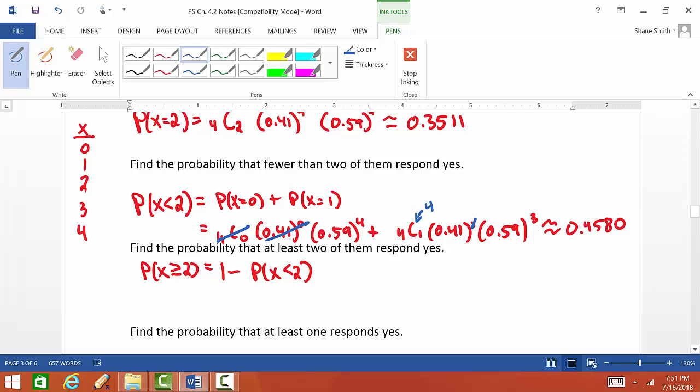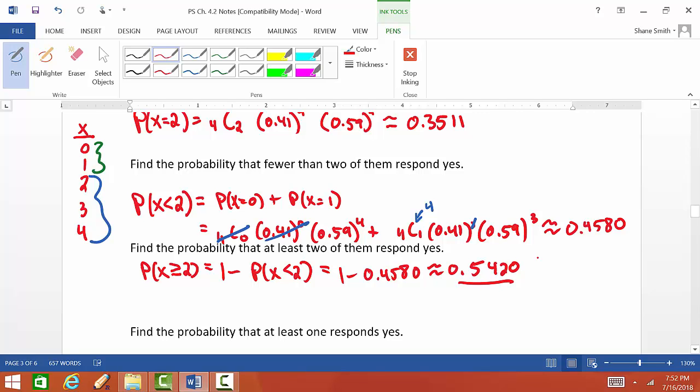I'm going to use a different color here so you can see what I'm talking about. I'm trying to find the probability of what the blue bracket is, and I already know what the probability of the green bracket is. We did it in the previous problem. So I can just do 1 minus 0.4580, and that's 0.5420. And that's it. There's no formula needed.